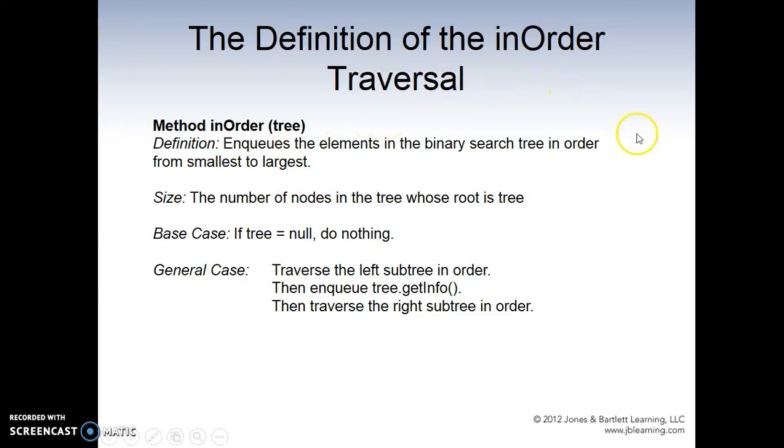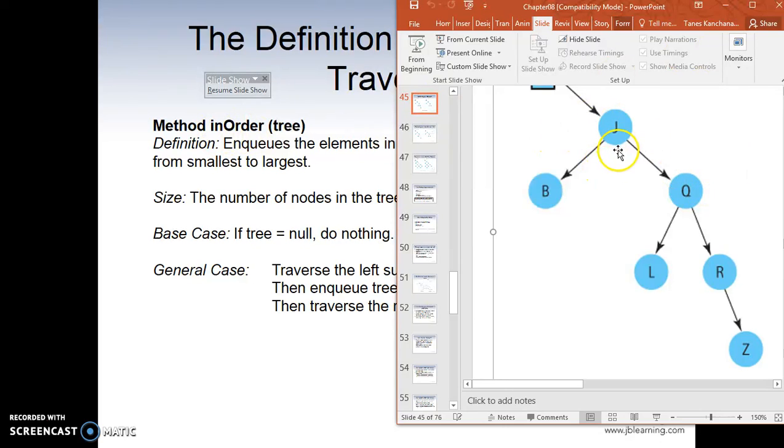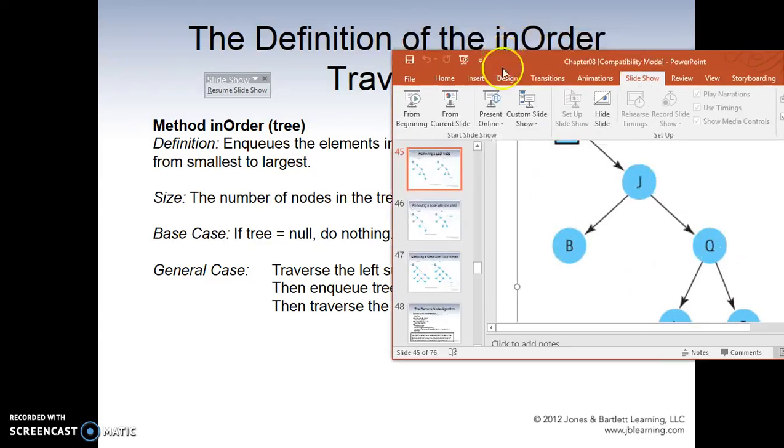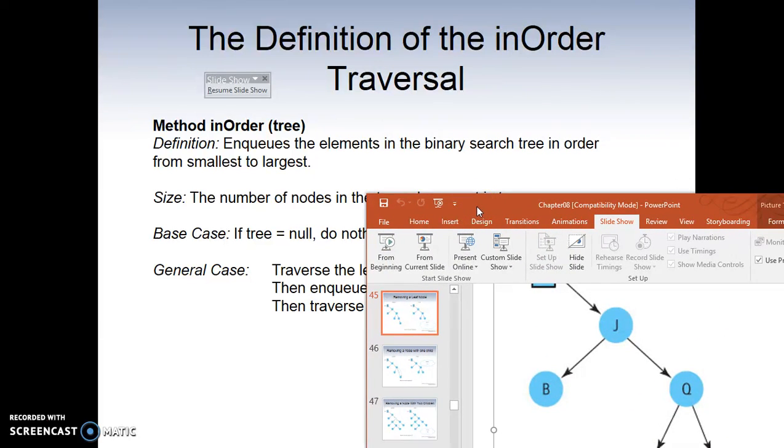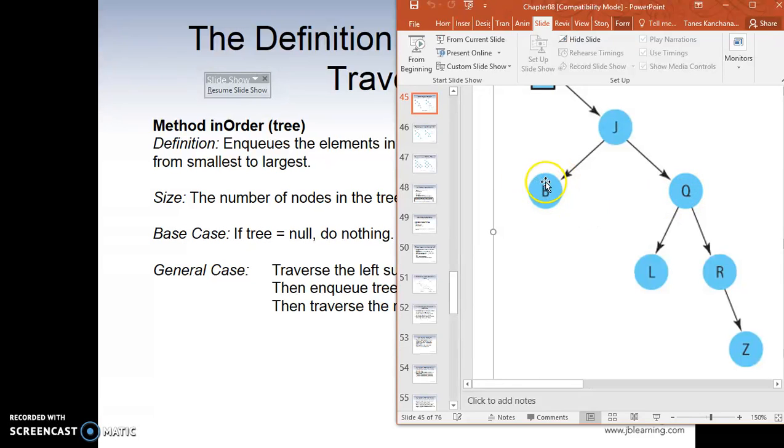And in order, we pass the tree, right? So in this case, we pass J. In order means left, right? So we enqueue the elements in the binary search tree in order, smallest to largest. In this case, the smallest is going to be B, left always smallest.